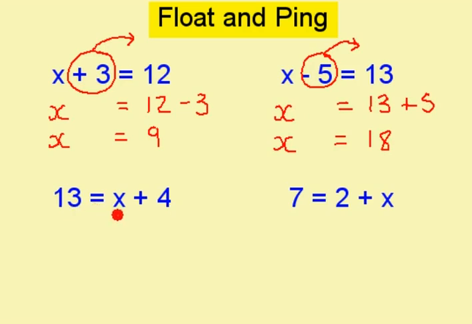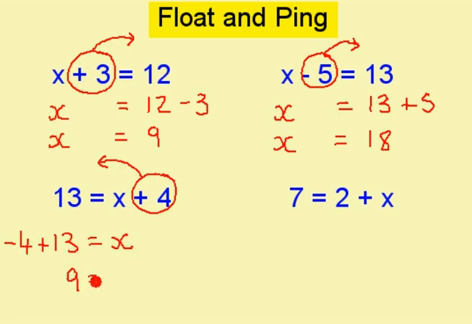This one looks a little bit different, but you're still going to use the same technique. We're getting the x on its own, so the plus 4 has a bubble round it. It's going to float over the equal sign. The plus 4 will ping to a minus 4. You've got two options here. You can either drop it after the 13 or in front of the 13. If I drop it in front of the 13, I've got minus 4 plus 13 equals x. And if I work that out, minus 4 plus 13 is 9.